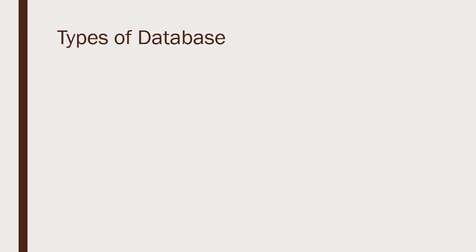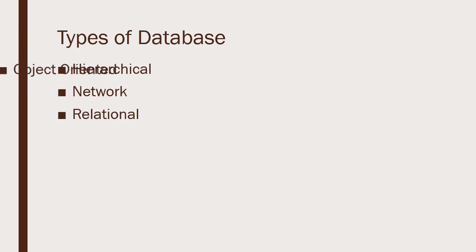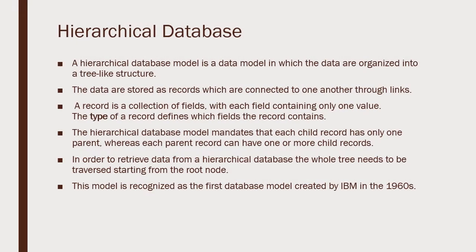Types of database. There are different types of database: hierarchical, network, relational, object oriented. Hierarchical database. This is the oldest database model. This model arranges the data into tree-like structures. The data are stored as records which are connected to one another through links.